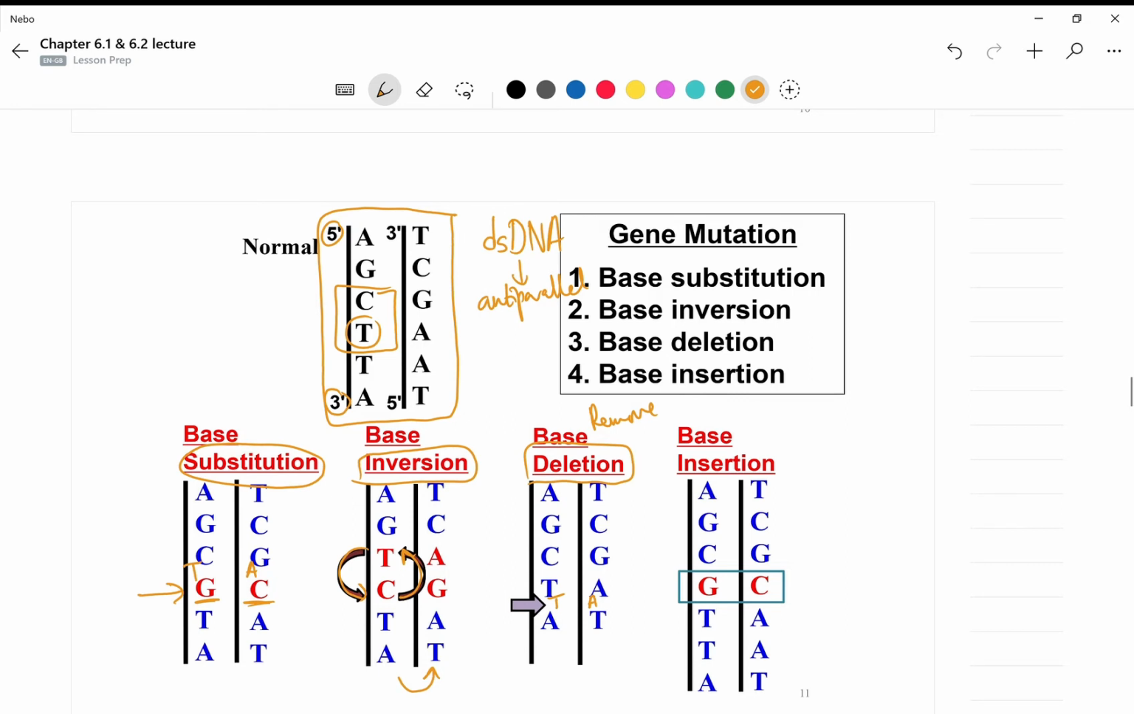Okay, in contrary to base deletion, we have insertion. Insertion meaning we add a new pair or more than one pair. So now we have 7 pairs of DNA bases.